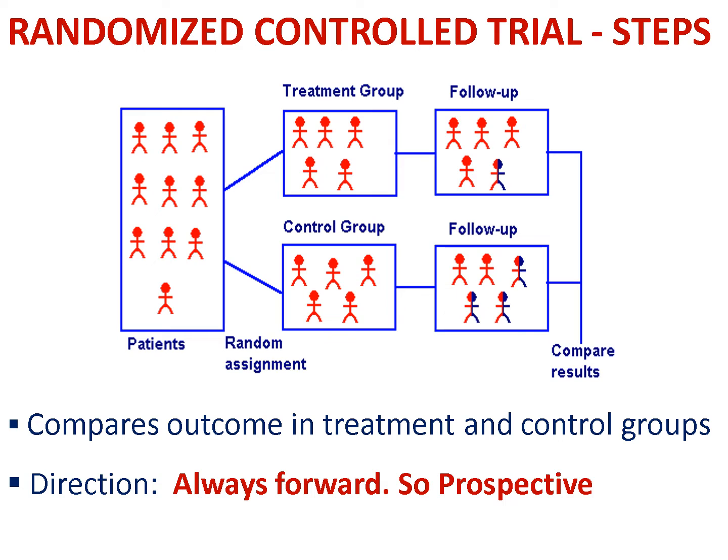The direction of a randomized controlled trial is always forward, so they are known as prospective studies. Another example of a prospective study is the prospective cohort study or longitudinal study. A randomized controlled trial is also a prospective study.